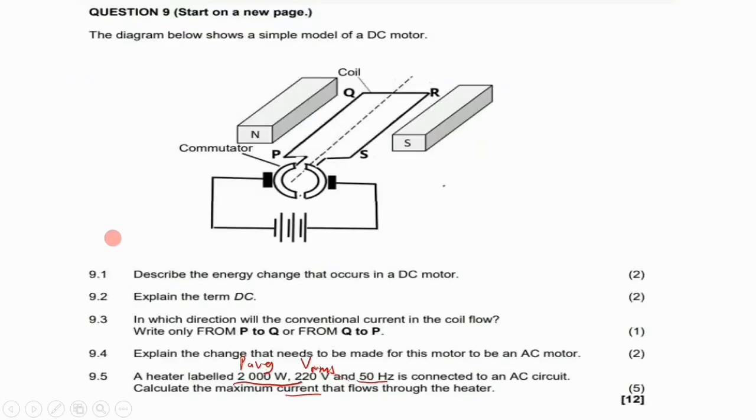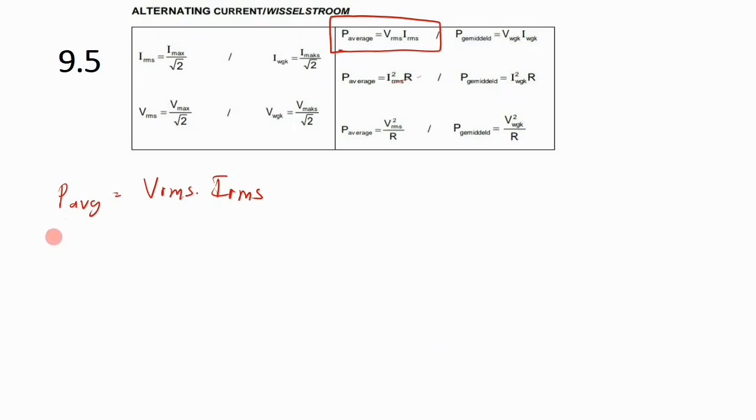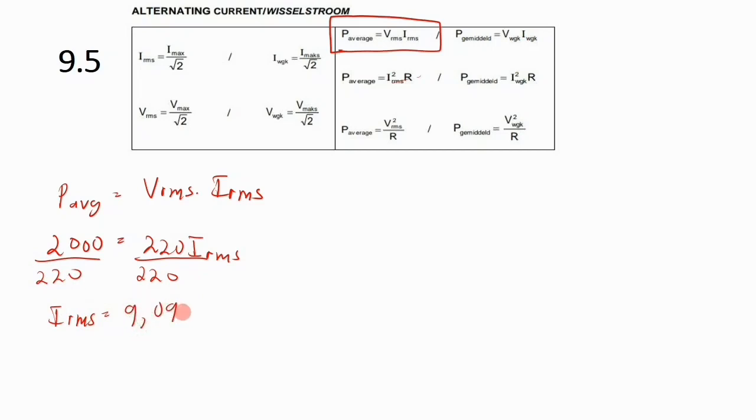The P average we are given is 2000. So we substitute in our 2000 here, and then the voltage we've been given to be 220. So now we are looking for the root mean square current, so we can divide both sides by 220 like that, and then our root mean square current is going to be 9.09 amperes, right?